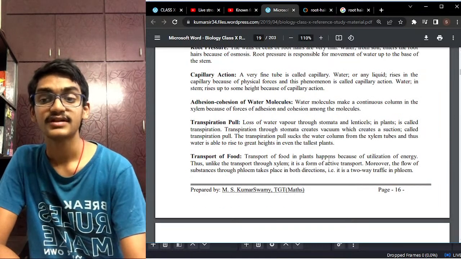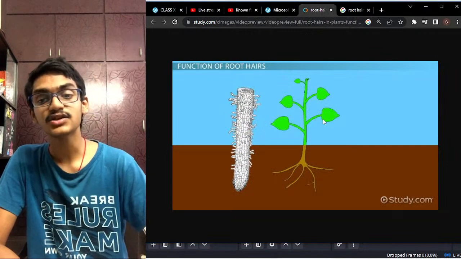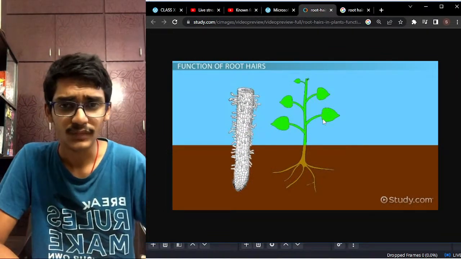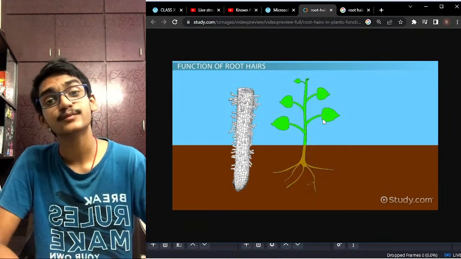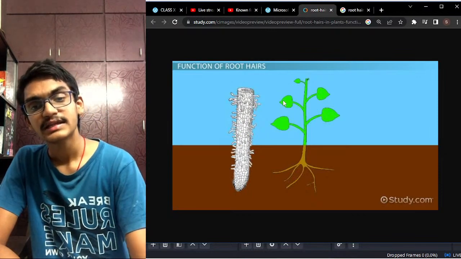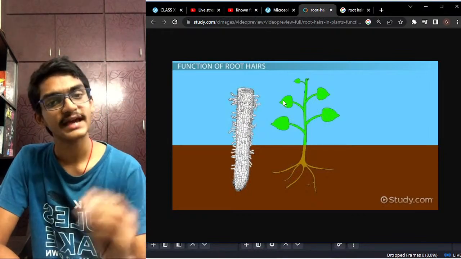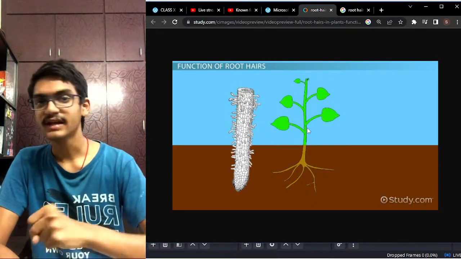Then the fifth one is the transpiration pull. So what is this transpiration pull? You must be wondering how the transpiration pull is responsible for the transportation of water to other parts of the plant. If you see here, the leaf is the last part to which the water is transported, and from the leaves the transpiration process takes place.